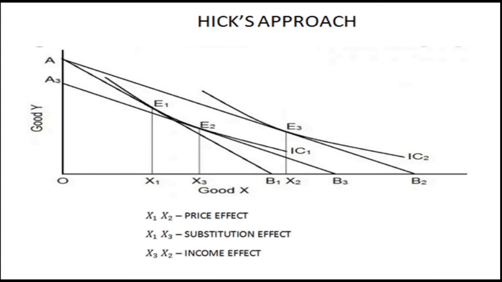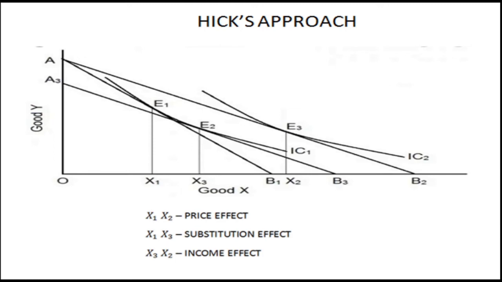Now we will see the movement from E3 to E2. The movement from E3 to E2 is due to the income effect. Why does the consumer move from E3 to E2? Because of the change in income. So the movement from E3 to E2 is called the income effect.